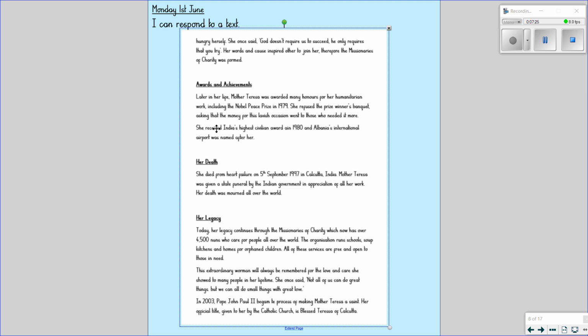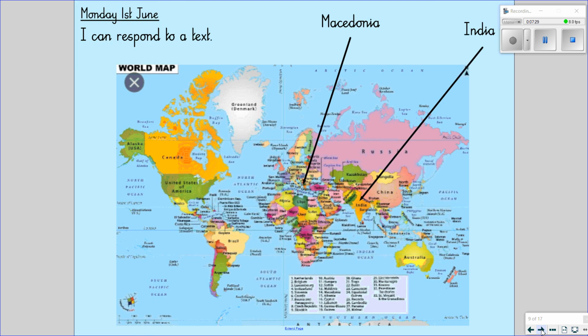Okay, so we've had a look through that together. Quite a long piece, and that's a biography. I thought I'd show you a world map to give you a sense of some of the places mentioned in it. So here's England. Let's orientate ourselves. Here's England in the centre. We know that this is Europe here.